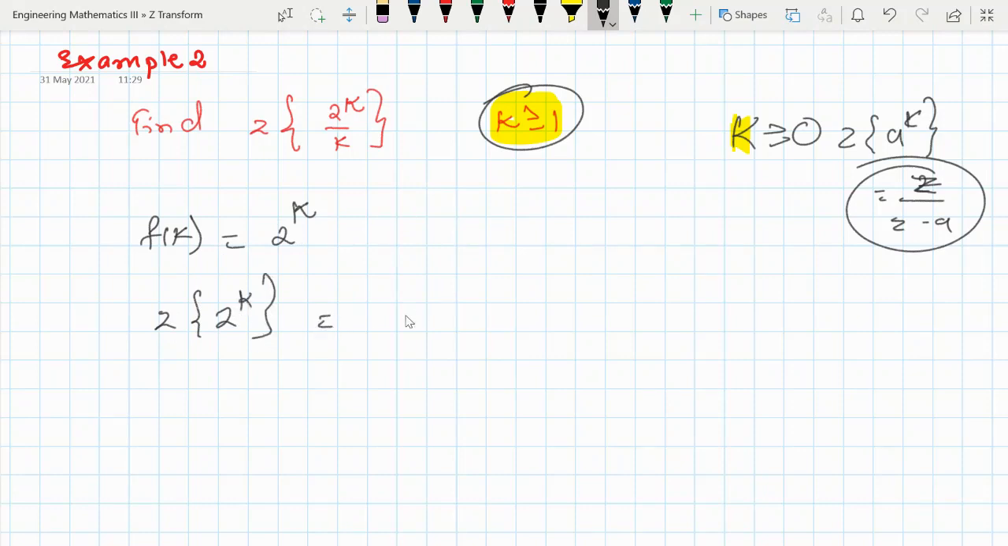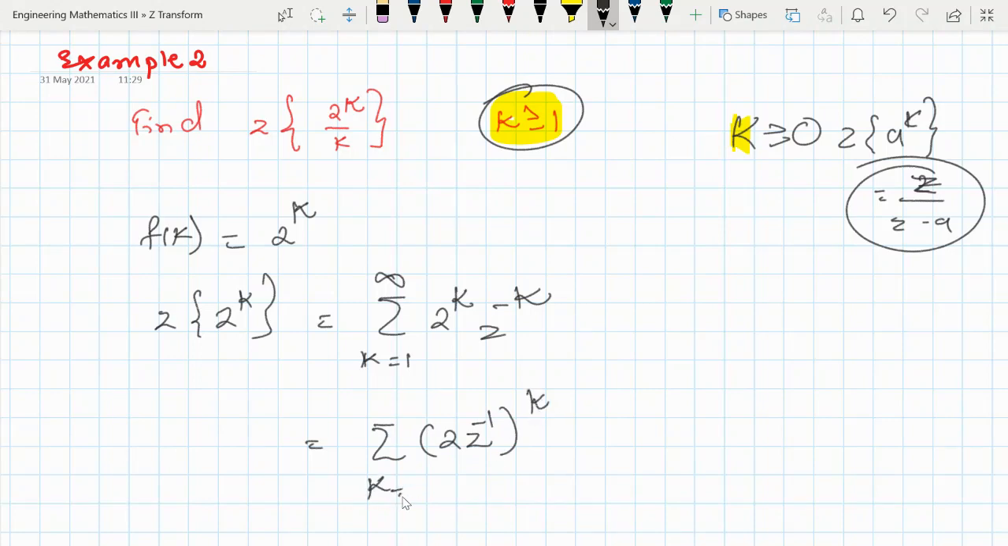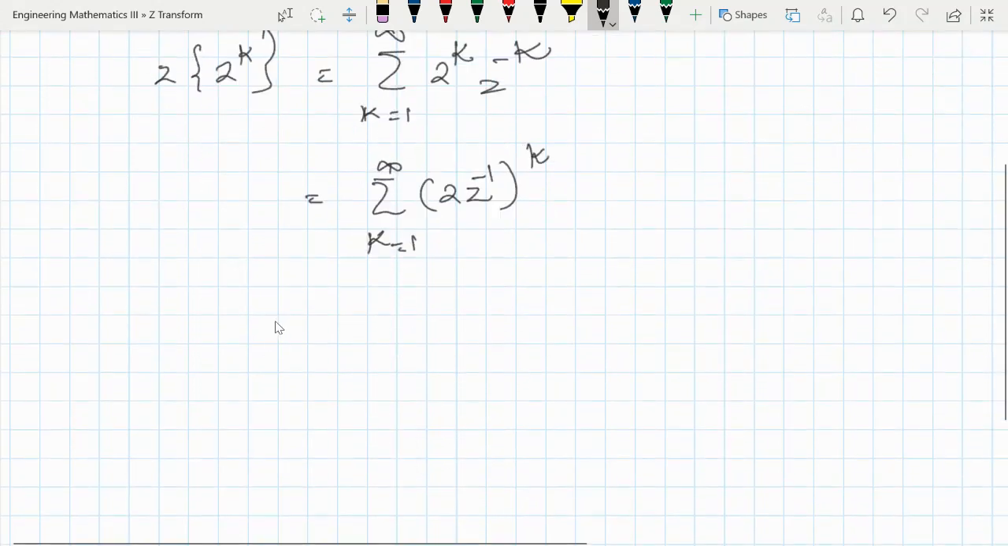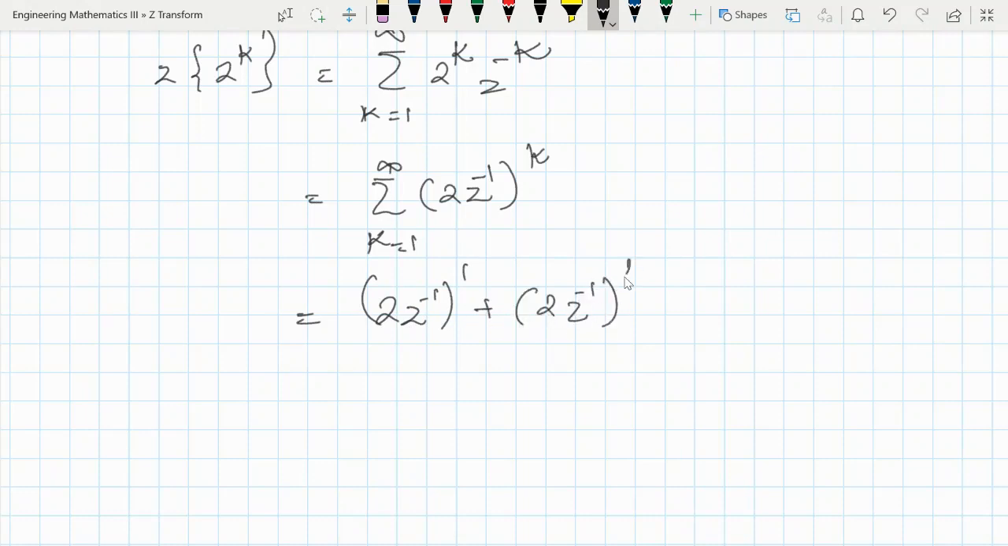Use the definition. Summation, k runs from 1 to infinity now, not from 0 to infinity. f(k) is 2 raised to k into z raised to minus k. So this is the summation of (2 into z raised to minus 1) raised to k, from 1 to infinity. Just expand the sum. For k equal to 1, what do I get? 2 into z raised to minus 1 raised to 1, plus 2 into z raised to minus 1 raised to 2, plus 2 into z raised to minus 1 raised to 3, plus so on.